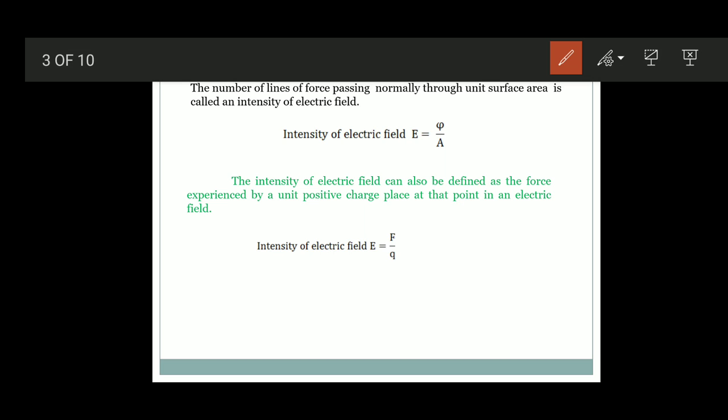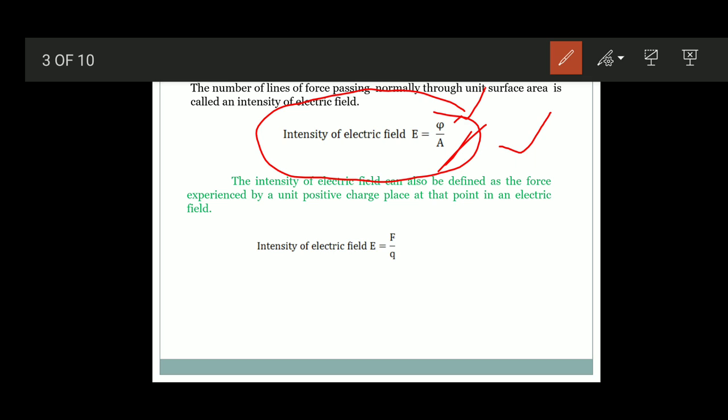That is the difference between intensity of electric field and electric flux. From the definition, the intensity of electric field E is equal to phi by A, where phi is the total electric flux and A is the area of the surface. So from this formula we can say that the intensity of electric field E is equal to the number of lines of force per unit area.